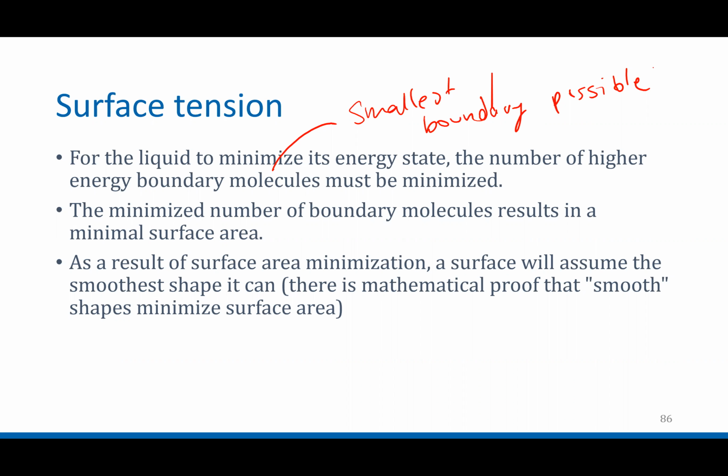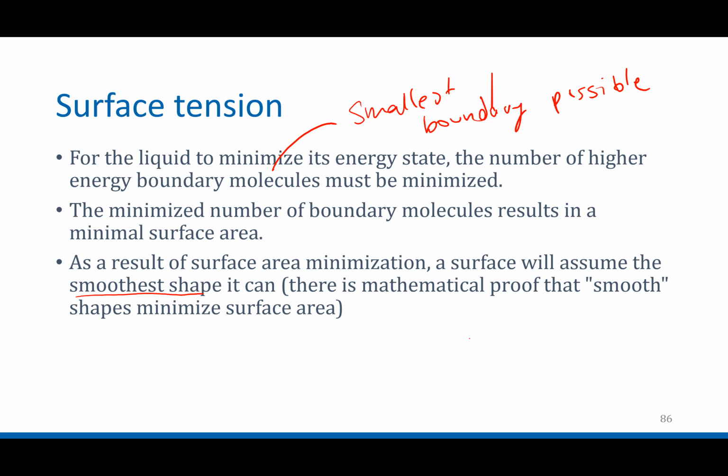So as a result of that, a surface will assume the smoothest shape it can. The smoothest shape is typically a sphere or a rounded shape. There is a mathematical proof out there that proves that the smooth shape minimizes surface area. So instead of a bead of water being craggly and mixed up like that, it tends to be smooth.